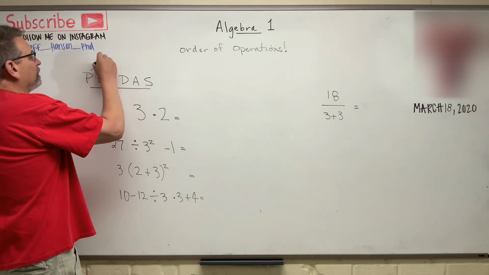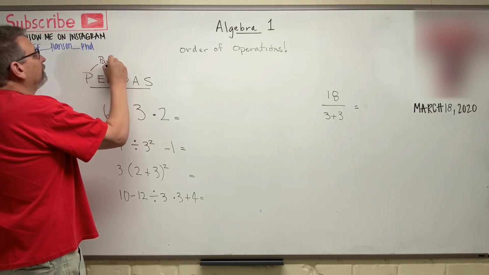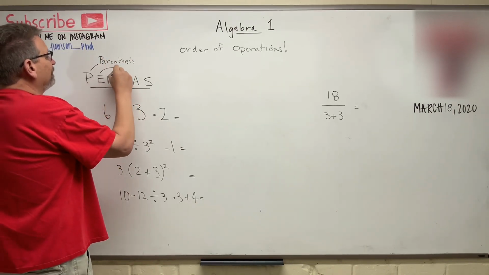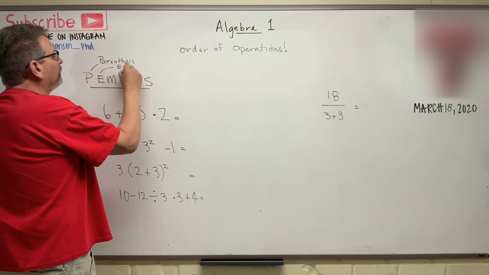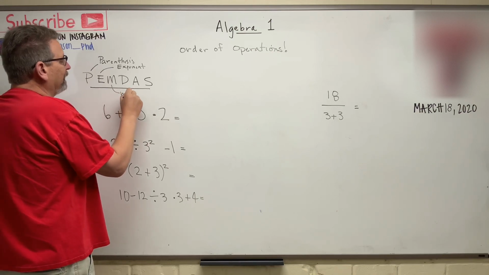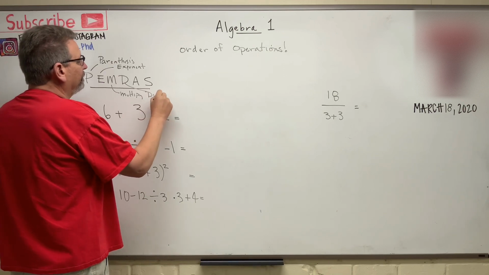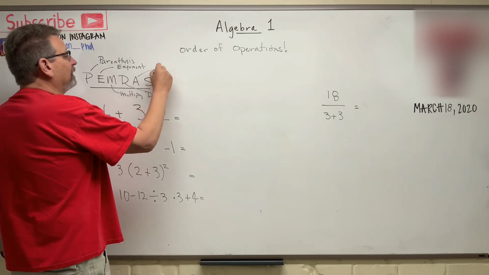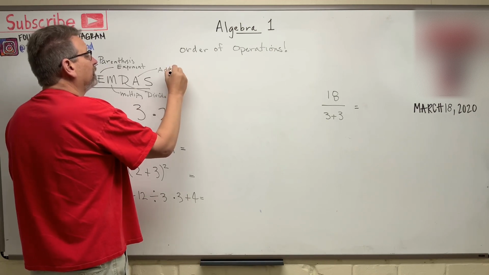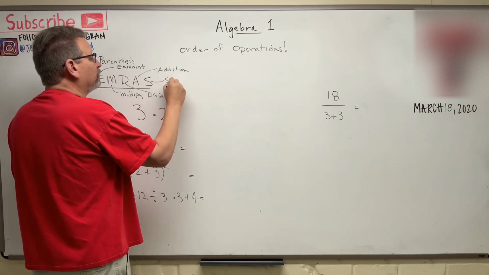We have the P stands for parentheses, the E stands for exponent, the M stands for multiply, the D is for divide, the A is for addition, and then the S, of course, is for subtraction.